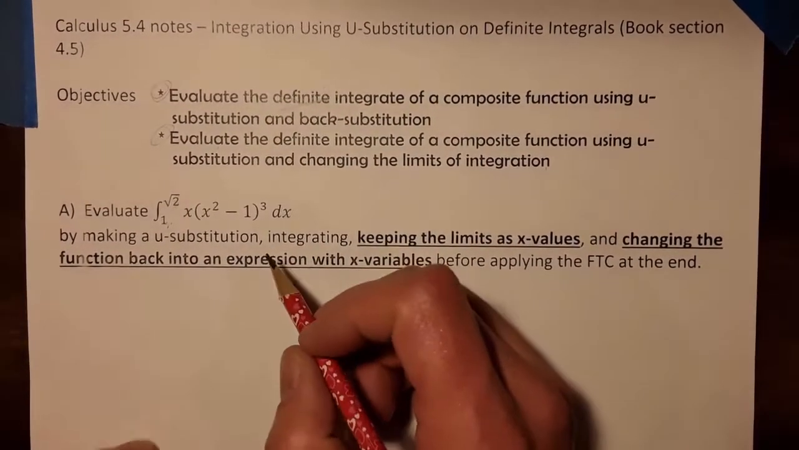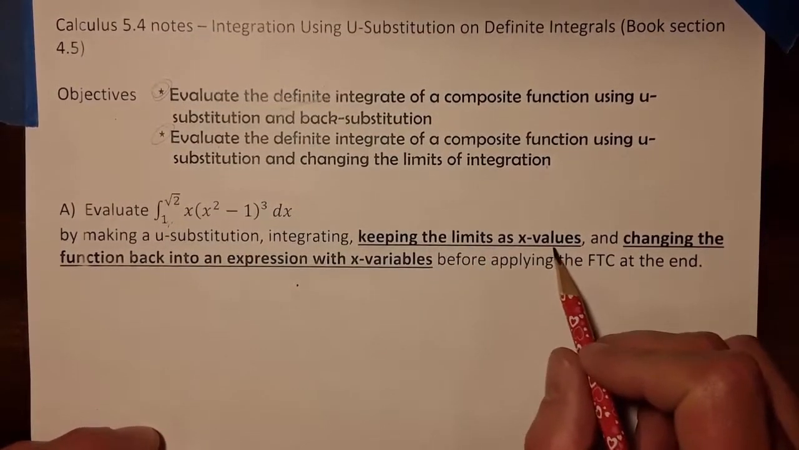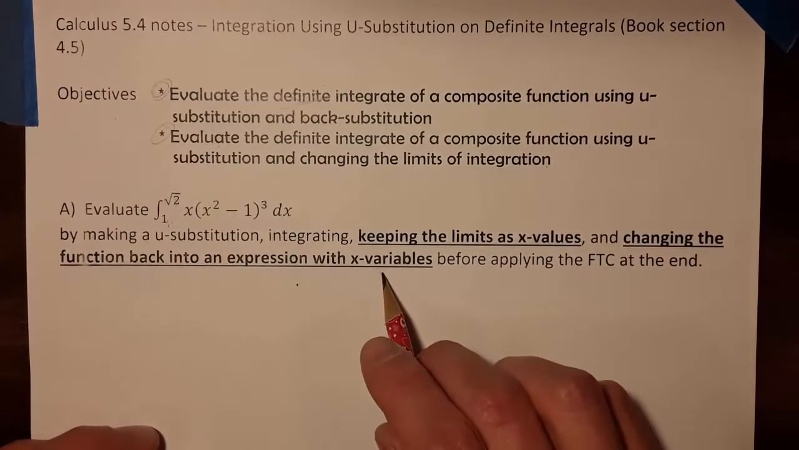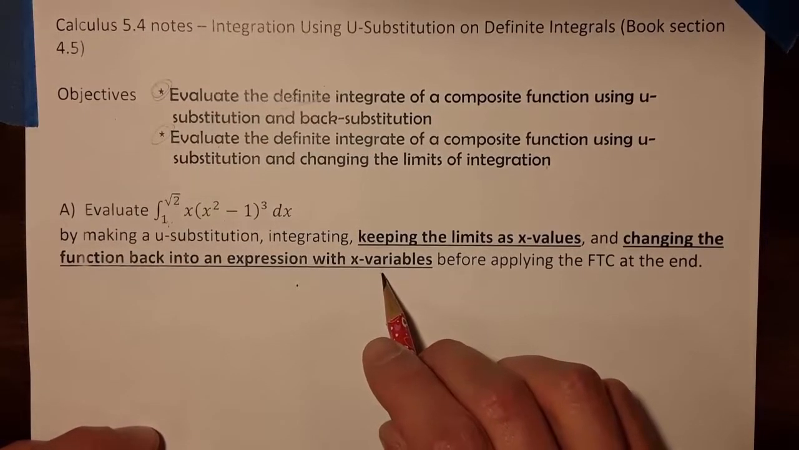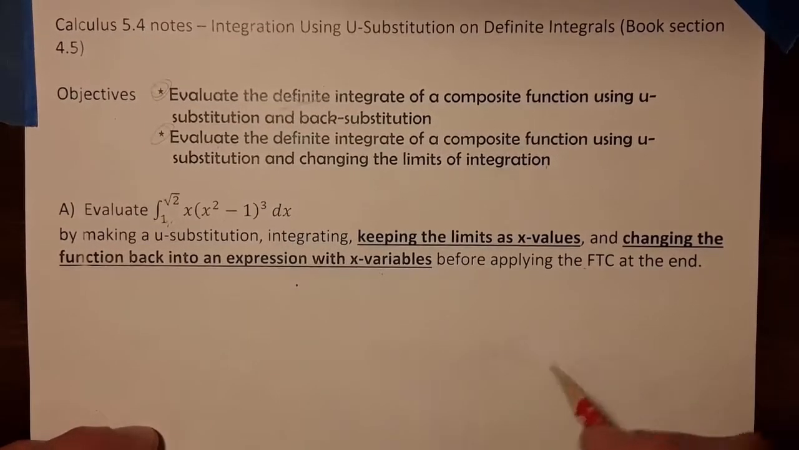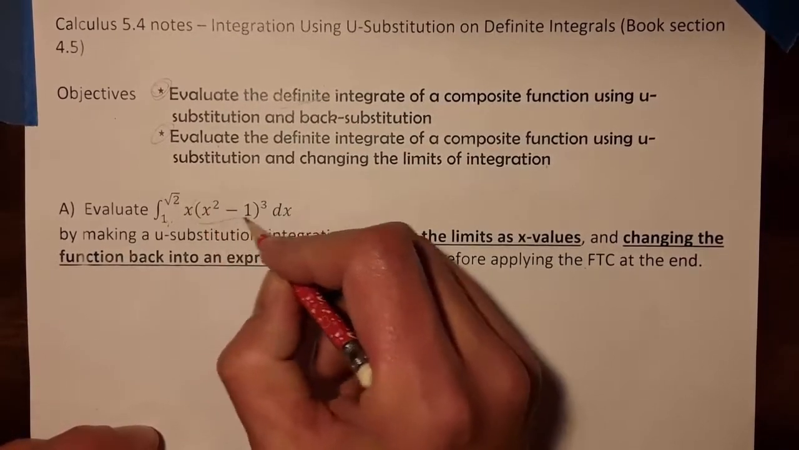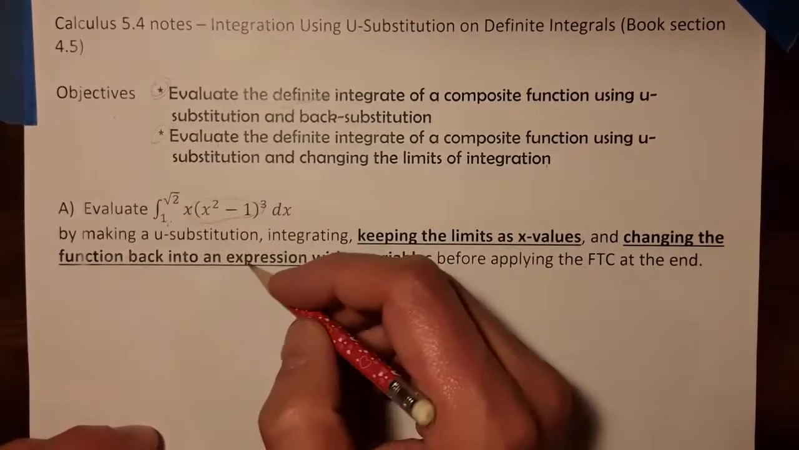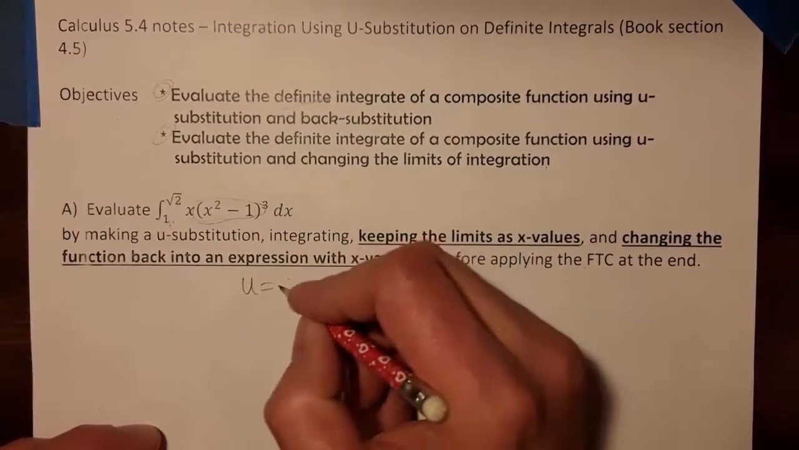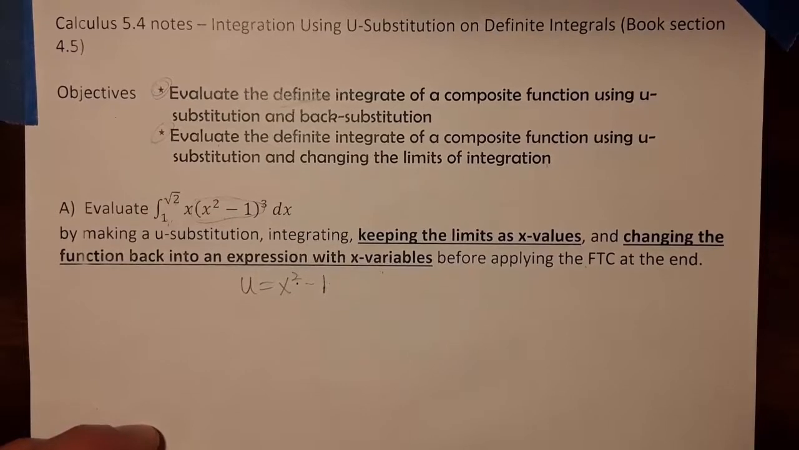So they want us to make a u-substitution, keeping the limits as x values, and then changing the function back into an expression with x variables like we did in the previous section, and then applying FTC. So looking at this function, the quantity that's going to a power here is x squared minus 1. So I'm going to let u equal x squared minus 1.